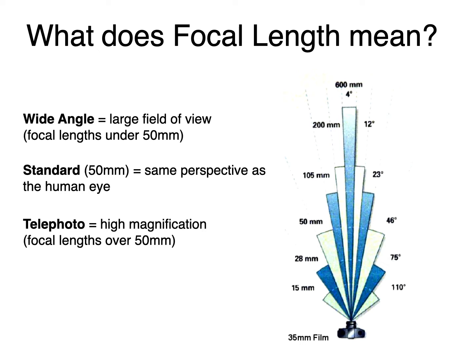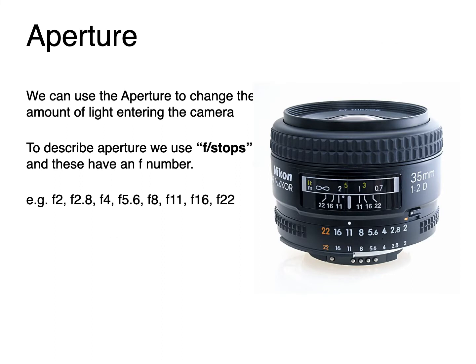It is a field of view, or we can say the perspective view, which is called the focal length. Generally it is categorized as wide angle, standard, and telephoto. Large field of view is wide angle, under 50 millimeter; the standard lens is 50 millimeter; and over 50 millimeter is the telephoto lens.